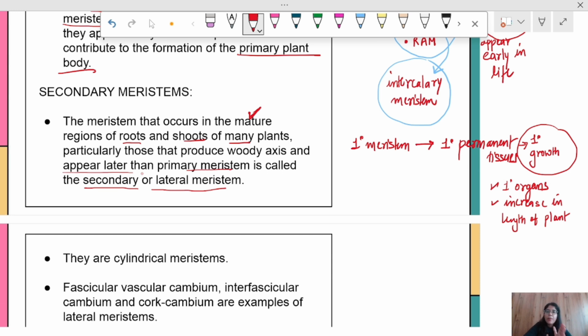But you have to understand that one meristem appears early in the life of the plant, which is responsible for primary growth, increasing the length of the plant and making new primary organs. That is called primary meristem. Apical meristem and intercalary meristem are types of primary meristem. Secondary meristem appears later in the life of the plant. It is responsible for increasing the girth, or increasing the amount of wood in the plant. So developing the wood in the plant, right? That is called secondary meristem.